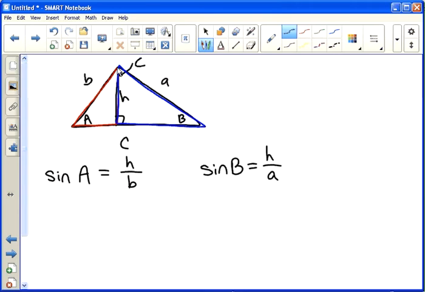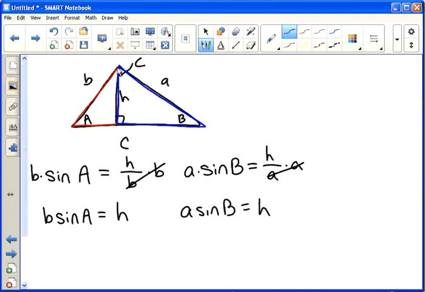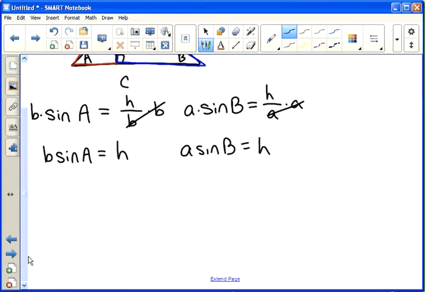Well, if you notice, both equations have H in them. So I'm going to solve both equations for H. So I'm going to multiply both sides by B right here, and multiply both sides by A right here. So that gives me B sine A equals H, and A sine B equals H. So then we use substitution. If both of those are equal to H, then we can set the two of them equal to each other. So we'll say B sine of A equals A sine of B.